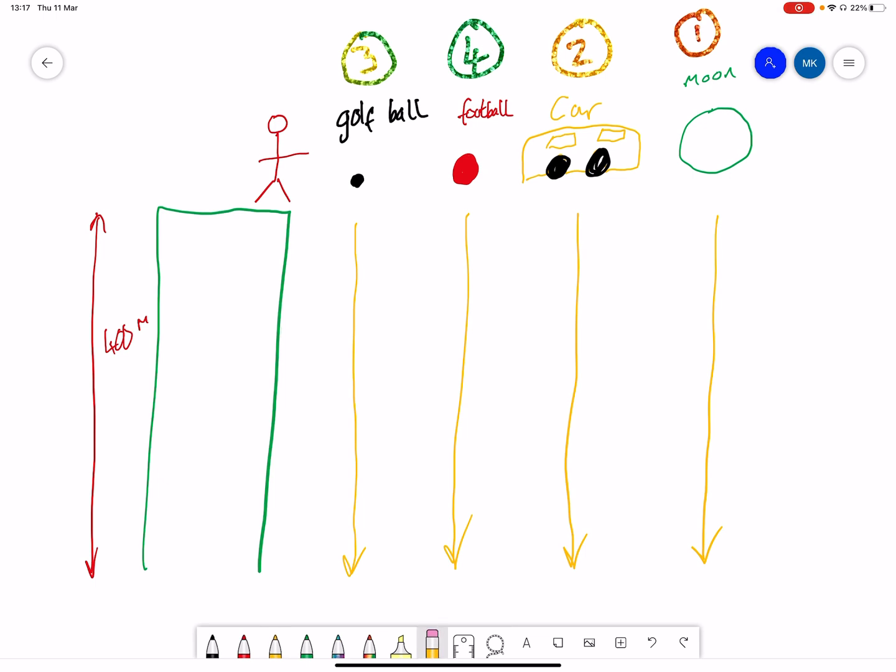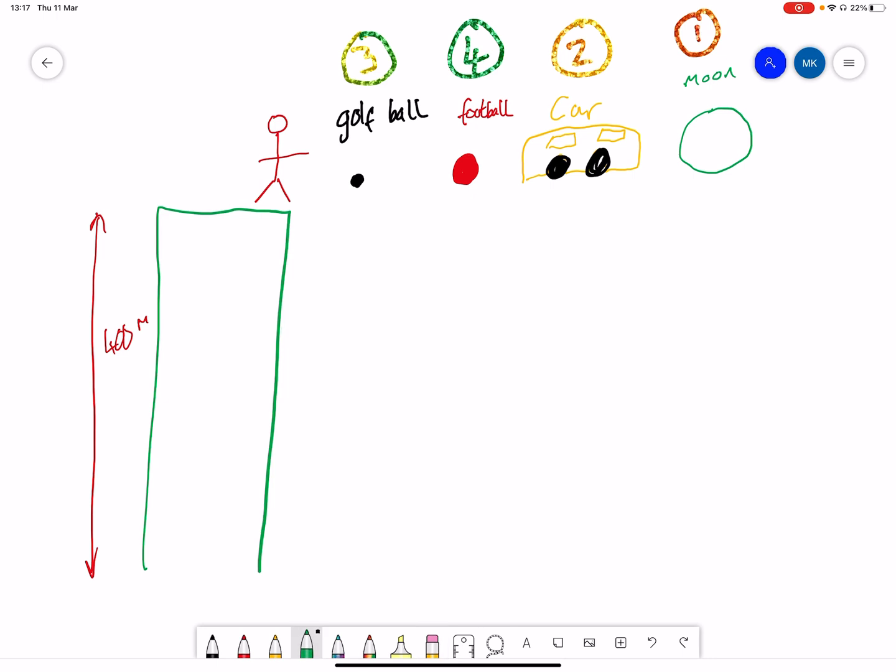And I'm going to explain why. The mass has absolutely no effect if we ignore air resistance. So let's say the person is holding the golf ball, the football, the car, or the moon at a certain height. That object is going to have potential energy. But when it gets released, all that potential energy is going to change into kinetic energy.